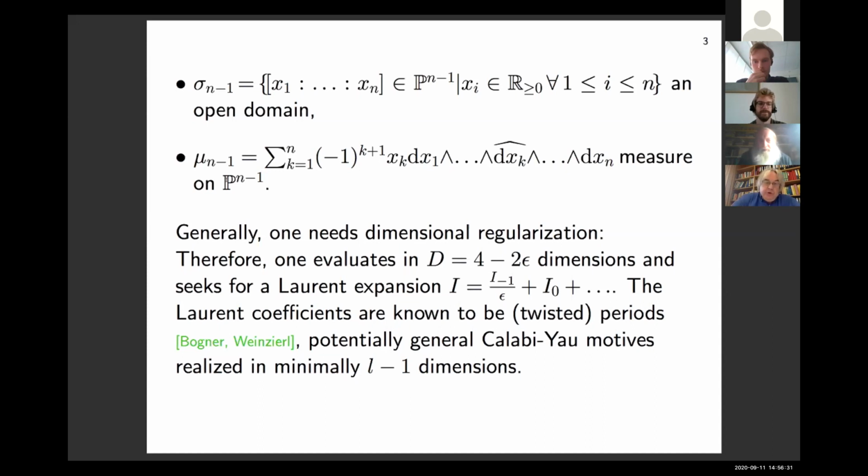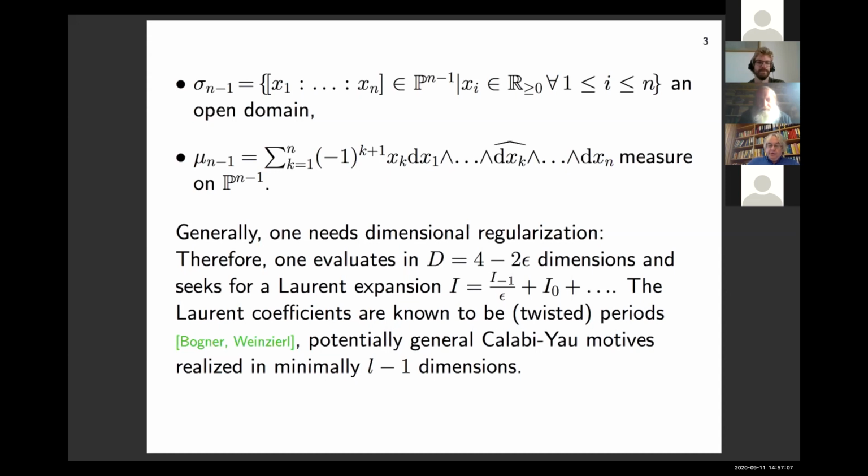I will only calculate one graph, but generically you need dimensional regularization, and you evaluate therefore in d minus 2 epsilon dimensions. It is well known, by very important work, that all this epsilon expansion will be twisted periods, or potentially general Calabi-Yau motives, which are realized minimally in L-1 dimensions.